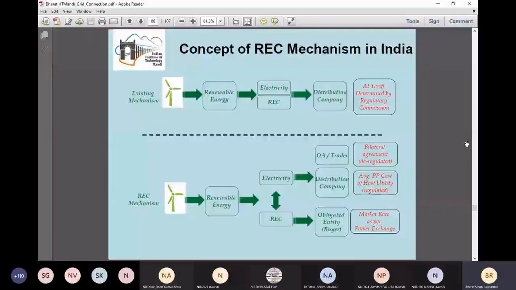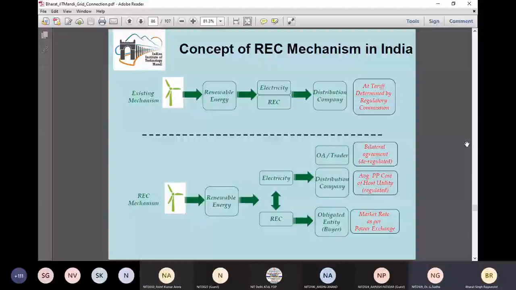Excuse me, sir. I have a small doubt here. With regards to the REC mechanism, you have separated out the electricity and REC. Does this mean that REC certification is given based on the quality of power that they are generating, and accordingly they are going to get additional monetary benefit, apart from the regular power generation?